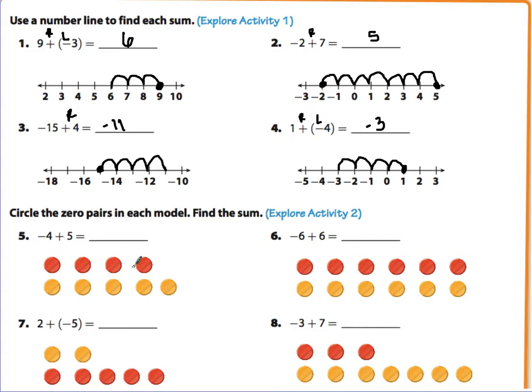Using the counters, go ahead and try 5 through 8 and then come back and check your answers. So here, these all cancel each other out and I'm left with a +1. These two cancel each other out. I'm left with a -3. These all cancel each other out, so I'm left with 0. So -6 and 6 are additive inverses. And these cancel each other out, so I'm left with 4.